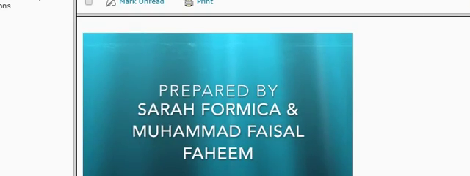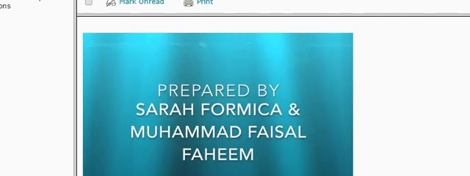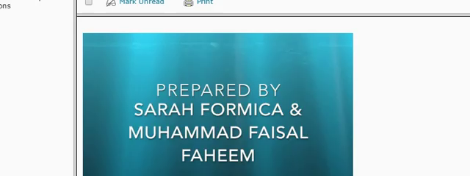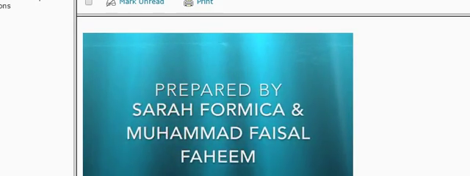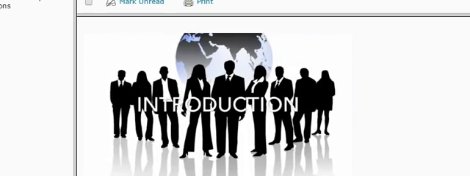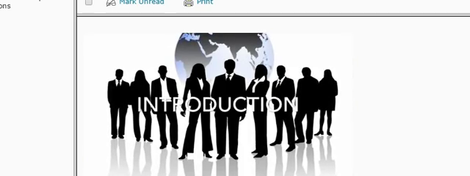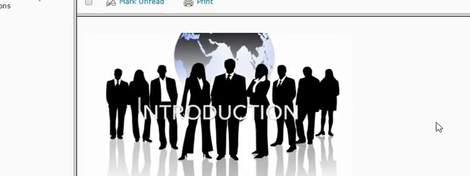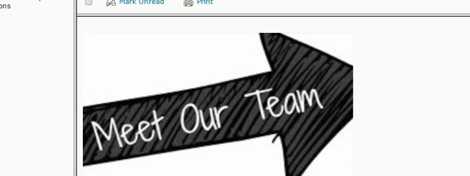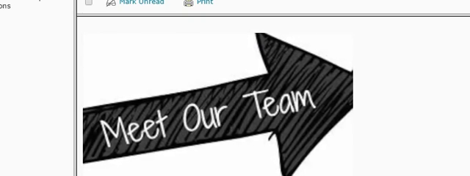Leadership. Our names are Sarah Formica and Mohammed Fahim, and we are going to explain the theory of team leadership, which is becoming ever more popular in modern organisations. So what is a team? A team is a group of 2 or more people working interdependently towards a common goal. The members of the team must identify and be identified by others as a part of the team.